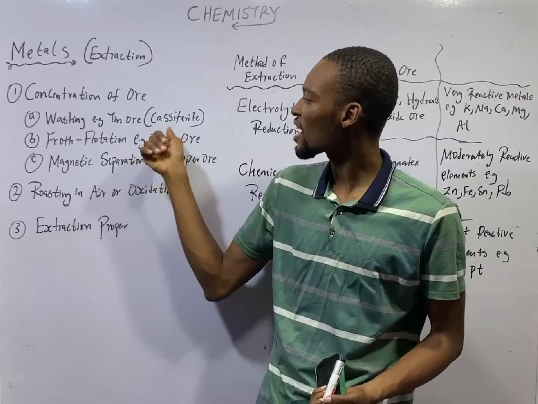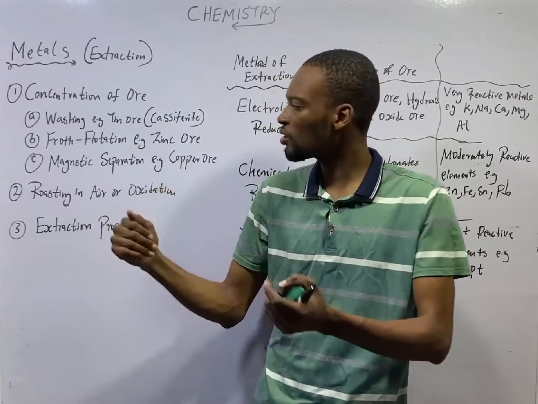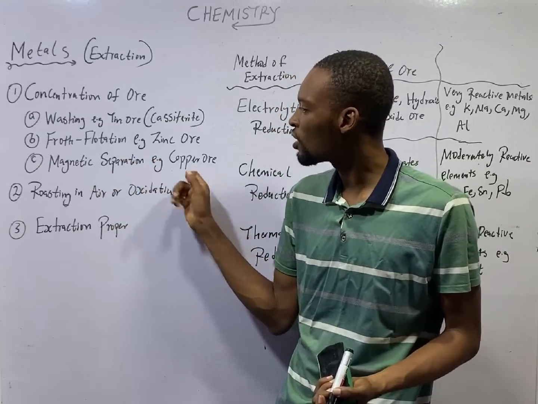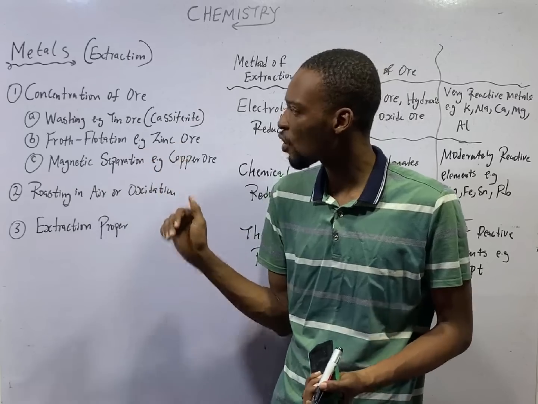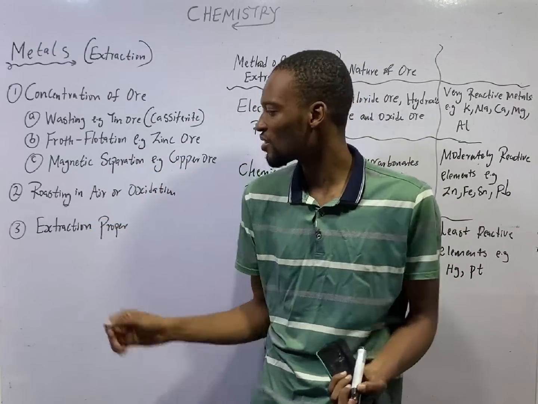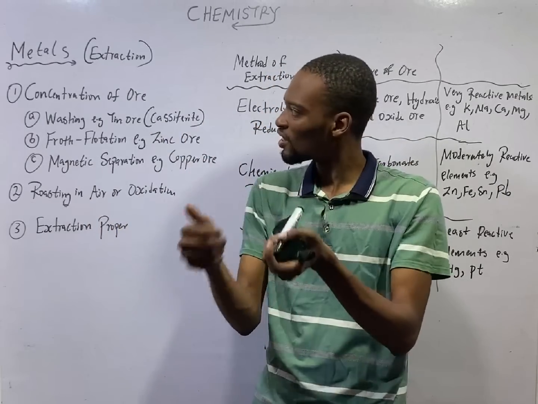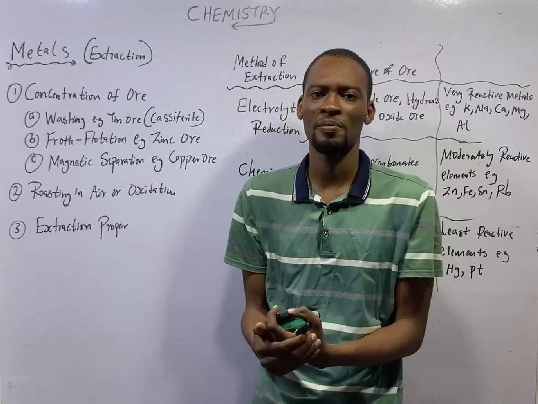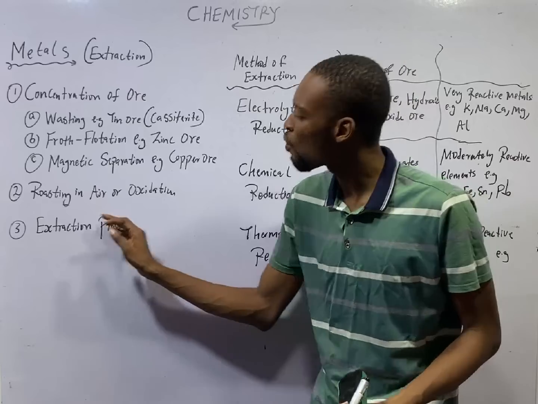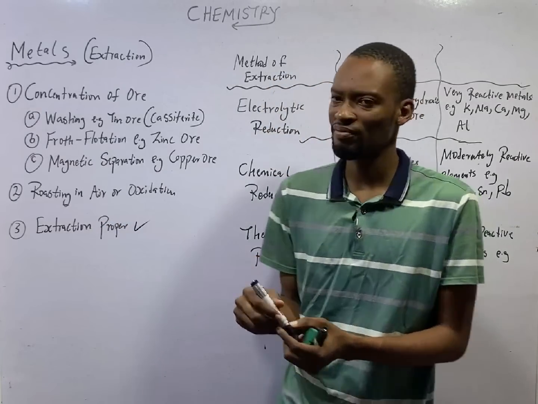Tin ore is cassiterite. Or you do that by froth flotation or by magnetic separation. Example, copper ore. Froth flotation is for zinc ore. The second principle of extraction of metal is roasting in air. You roast in air to extract the metals. And the third principle is extraction proper, which is what we are interested in, extraction of metals.